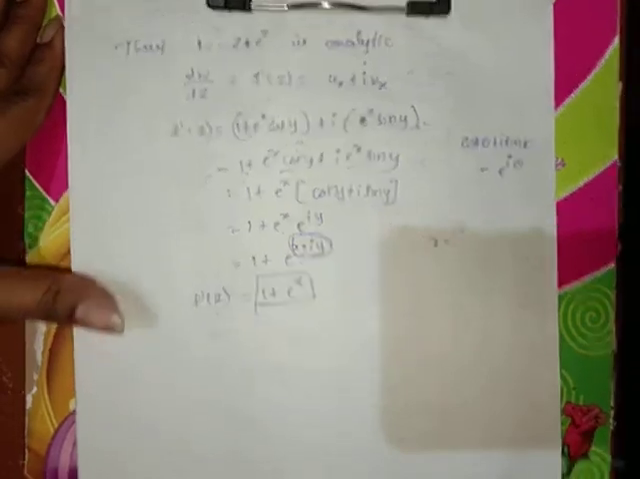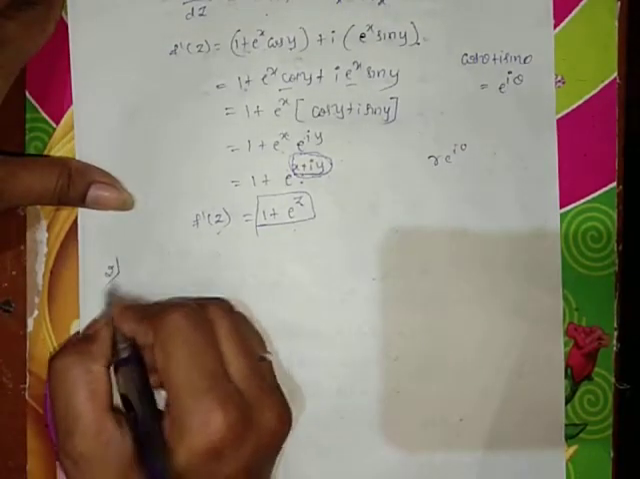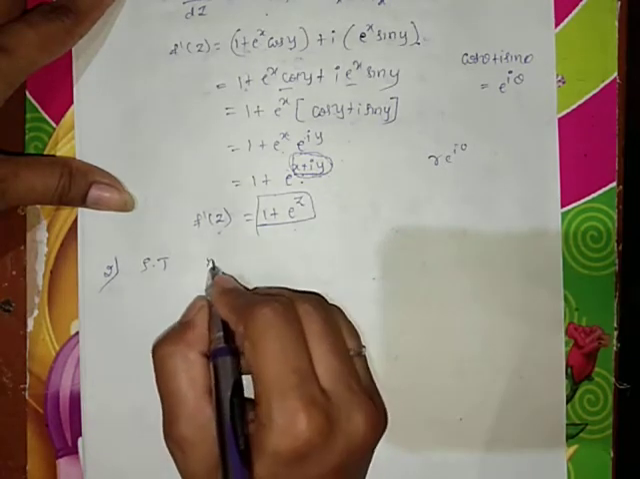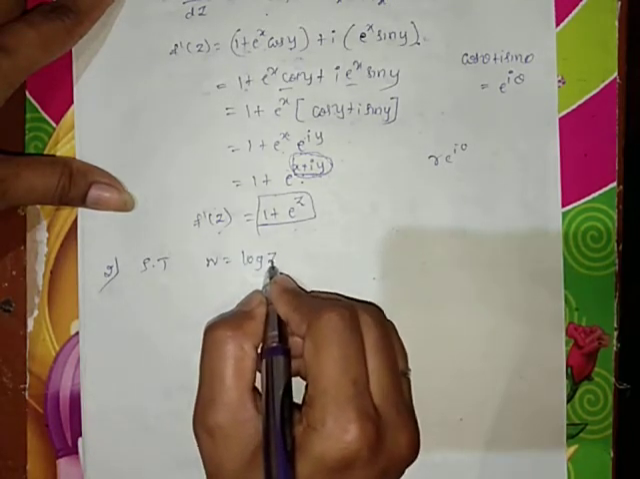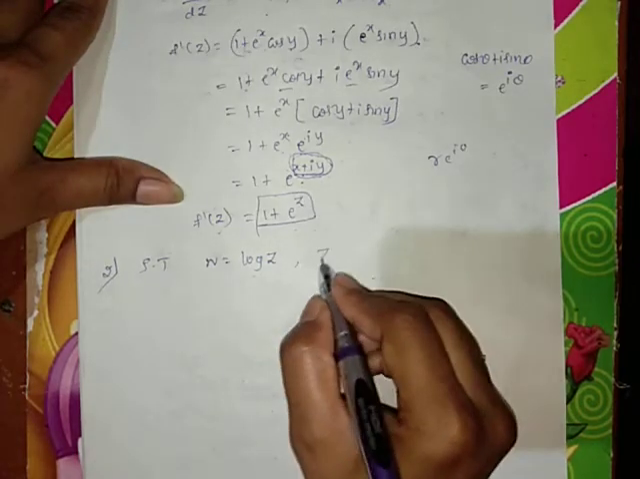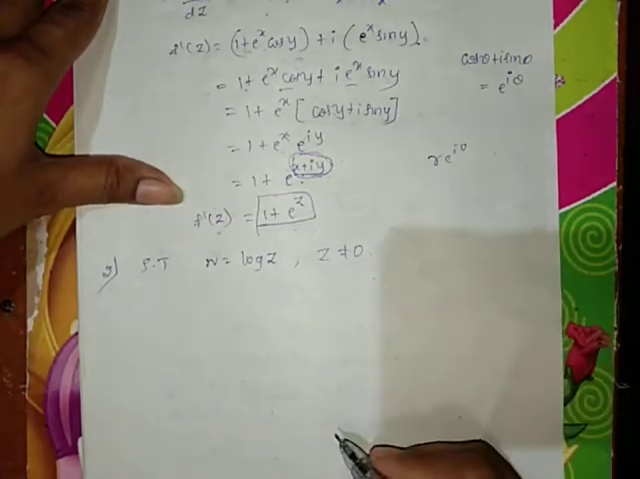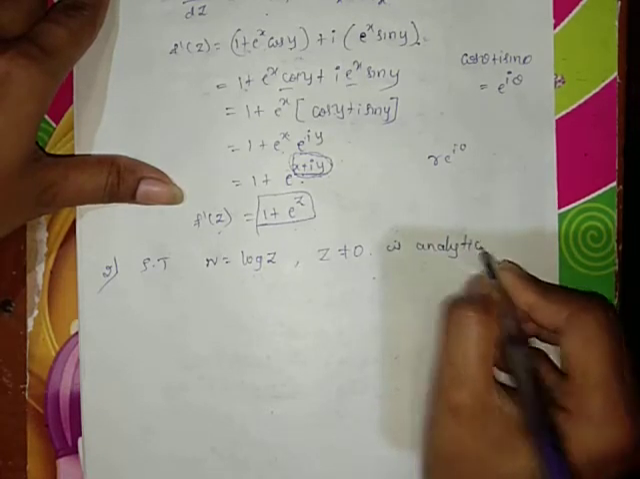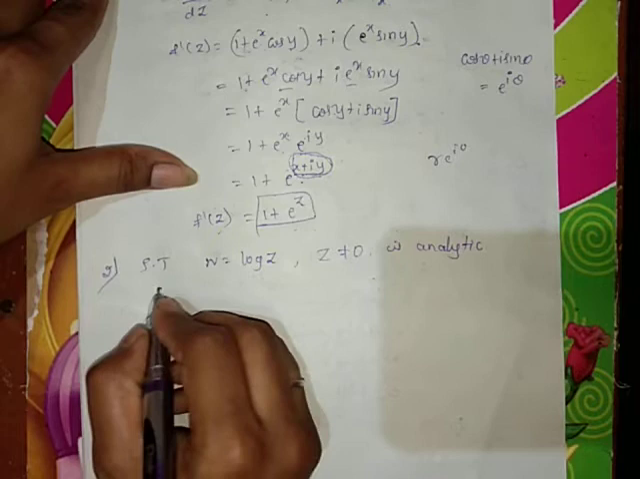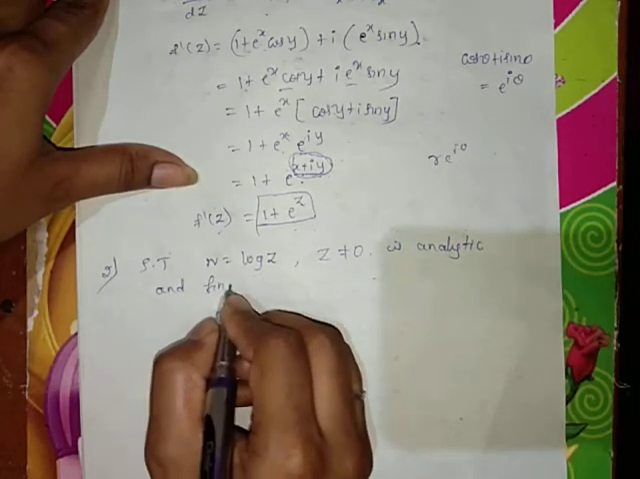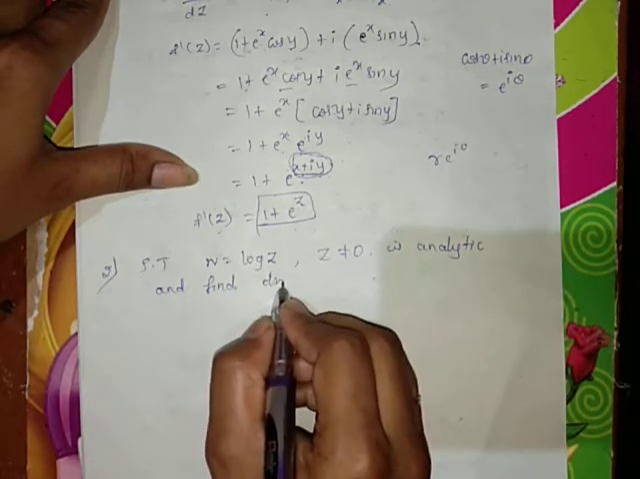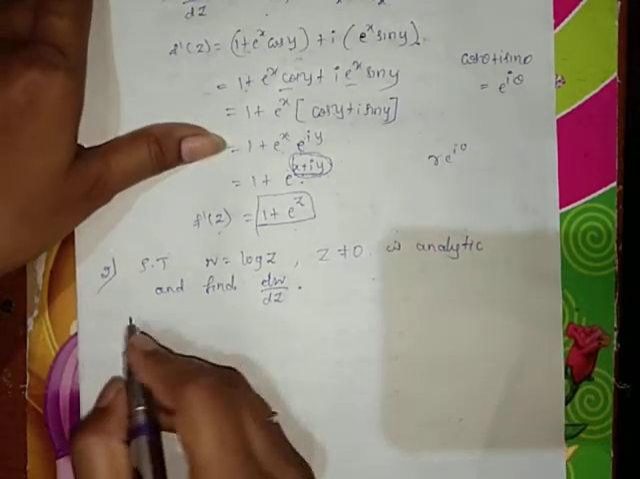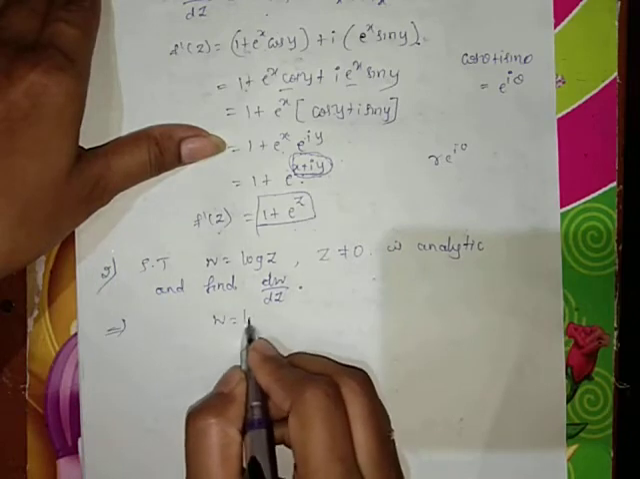So I am going for the next example here. Write down the next example. Show that w equal to log z, where z is not equal to 0, is analytic, and hence find dw by dz. So when you start the procedure, take first w equal to log z.